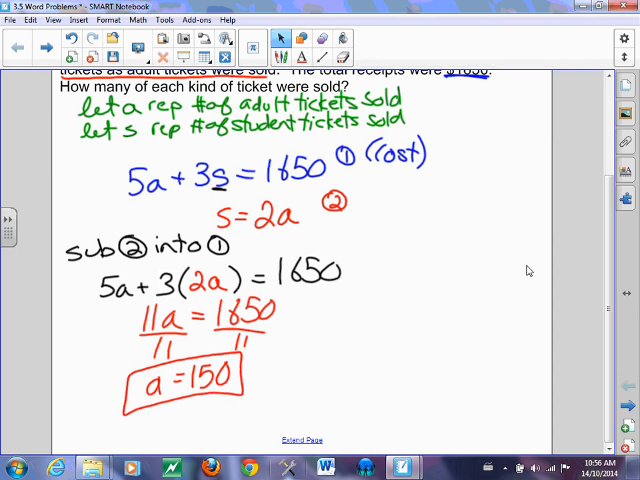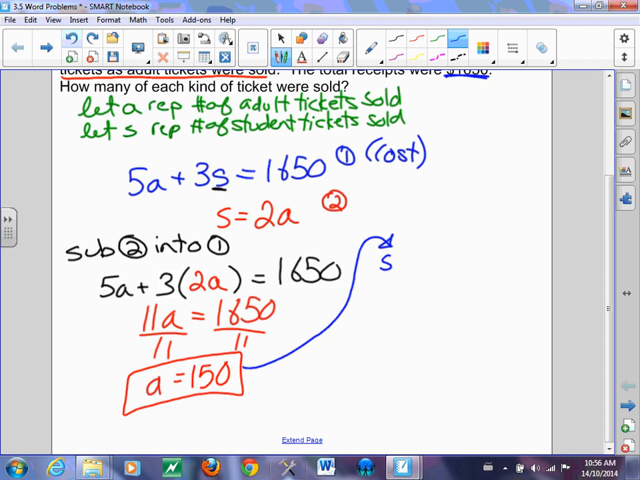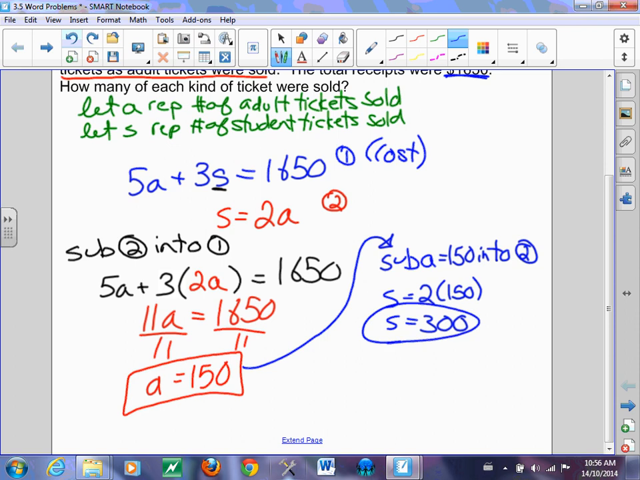We know how many adult tickets were sold, so now let's find the other by substituting. I'm going to erase that because I went right over my work. Try not to do that. I was rushing a bit. There, that's a little better. So we're going to sub A equals 150 into whichever equation looks easier. Hopefully you're going to put it into 2 because that's the easiest one. So I've got S equals 2 times 150, and S equals 300. Let's make sure that makes sense before we do our therefore statement.